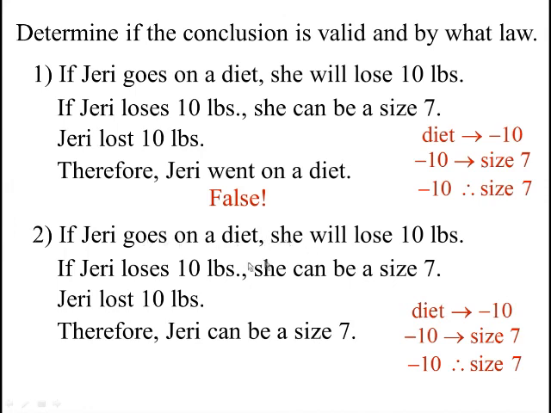I know it looks like syllogism because it's 3 steps, but the first step isn't even needed. You don't even need that statement to make this true by detachment. So it's true, but it's true by detachment. -10 implies size 7, -10, therefore size 7.